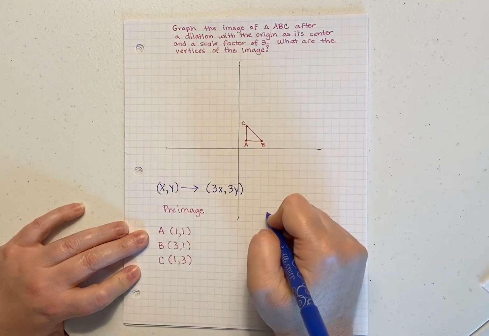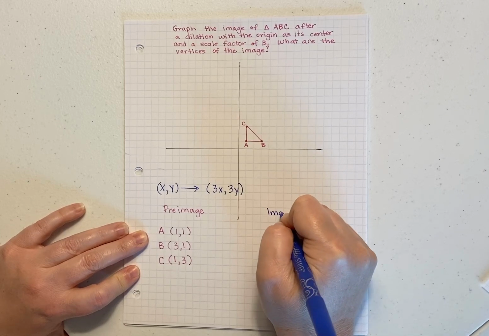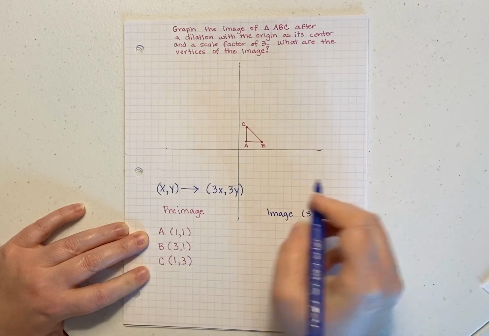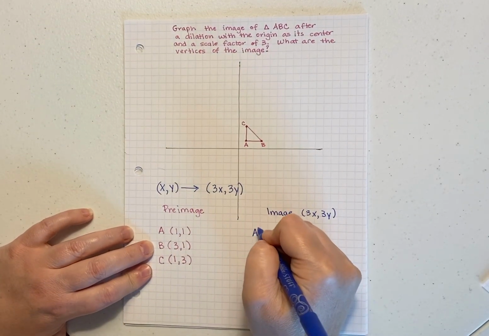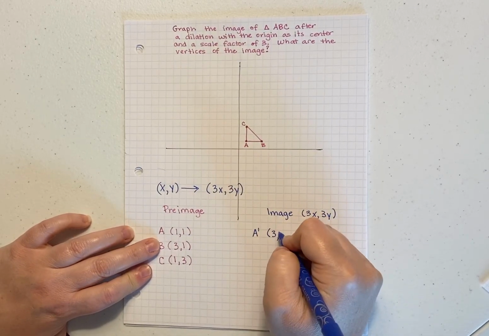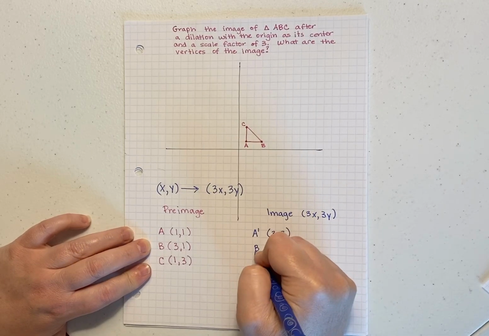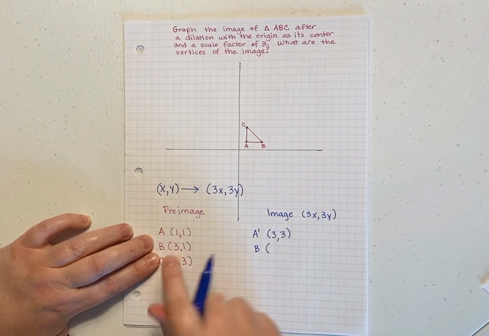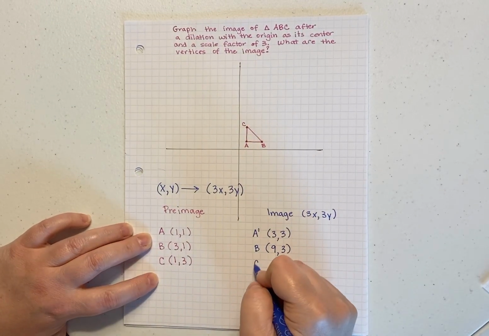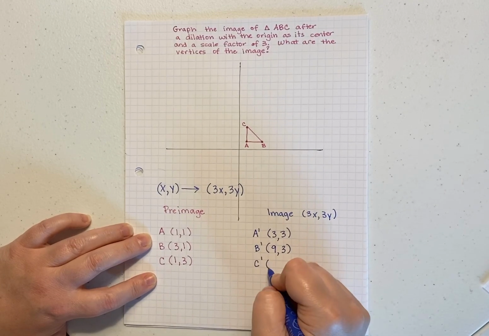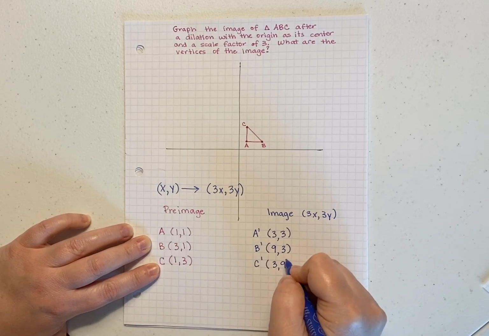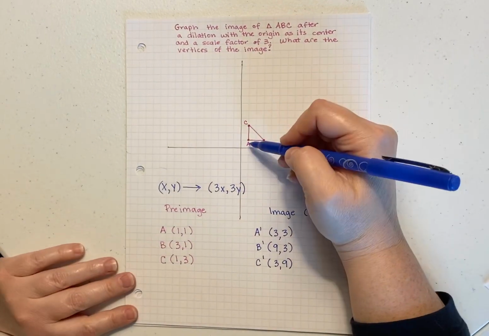Okay, so if we are going to take our image over here, and this is going to be 3x, 3y, I'm simply going to take my A prime, which is 3 times 1, which is 3, and 3 times 1, which is 3. My B prime is going to be 3 times 3, which is 9, and 3 times 1, which is 3. And my C prime, these both should be prime, is going to be 3 times 1, which is 3, and 3 times 3, which is 9. And so I'm going to graph these guys.